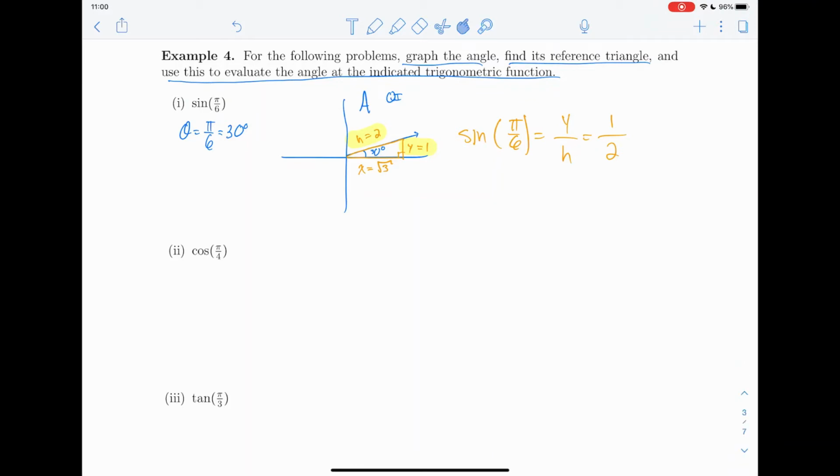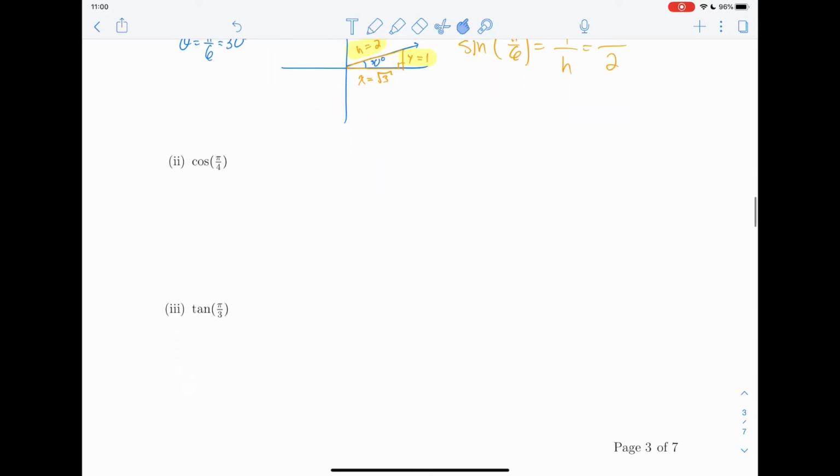So let's take a stab at that again, but with a different angle. Here we have cosine of pi over 4. Again, you might note that theta in this case is pi over 4, which, if it makes it easier for you, is 45 degrees. So we're still in quadrant 1, but now this is our angle, where this angle is 45 degrees.